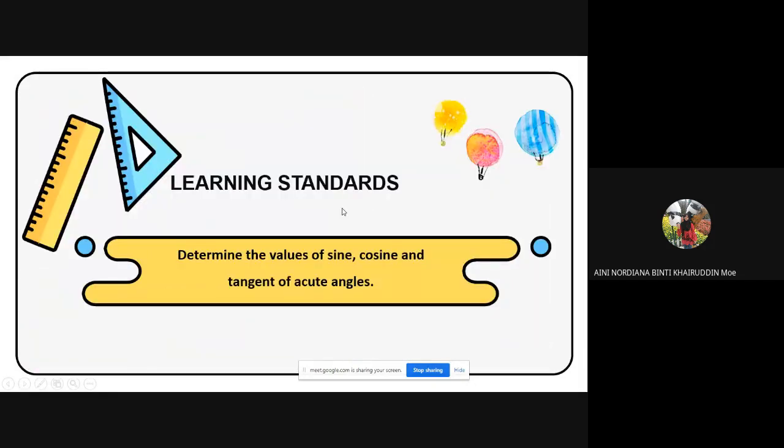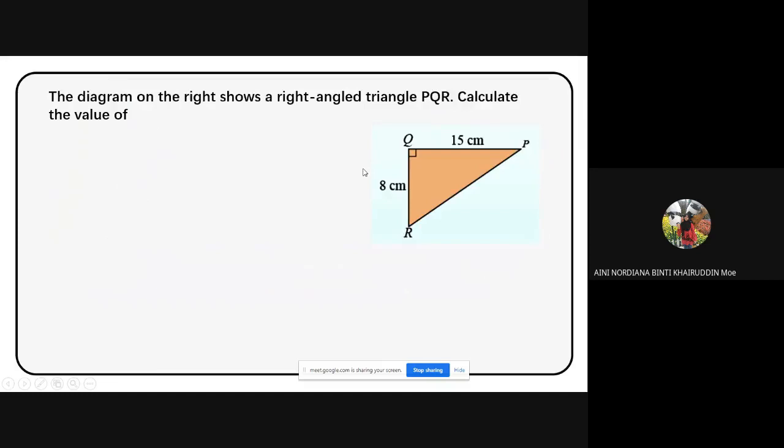Okay, our learning standard: determine the values of sine, cosine, and tangent of acute angle. So the diagram on the right shows a right angle triangle PQR. Calculate the value of the length of PR. So actually you want to calculate the value of the hypotenuse.